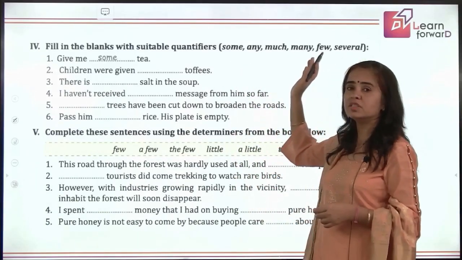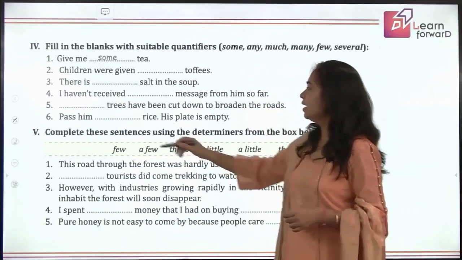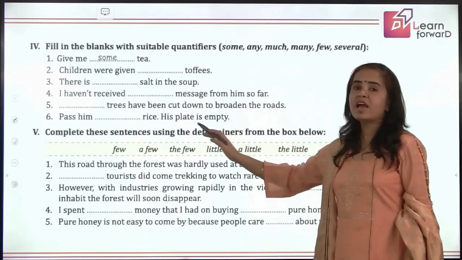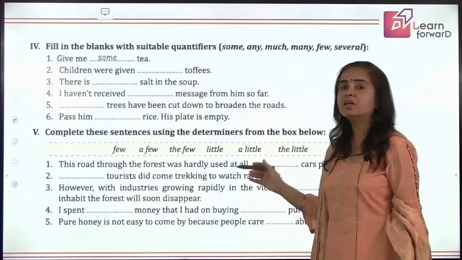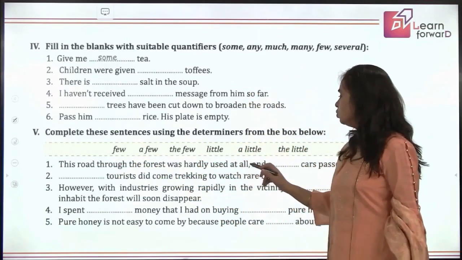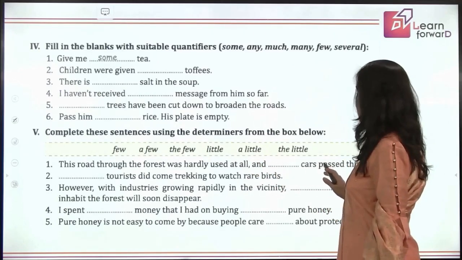Know the differences now. So I hope you can do this exercise. Okay, in the next, complete these sentences using determiners from the box below. We have few, a few, the few, little, a little, the little. So we have learned the difference. Let's quickly do this. This road through the forest was hardly used at all, and dash cars passed this way.